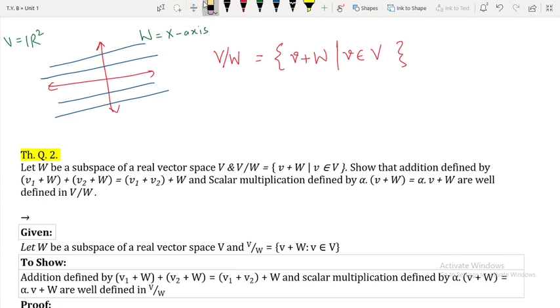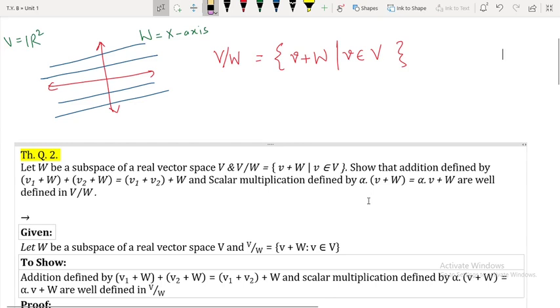On this set, they have defined addition in this way, and they have defined scalar multiplication in this way, and we have to prove that this addition and scalar multiplication are well defined on V mod W. After looking at this addition and scalar multiplication, you might remember the definition of a vector space. It is a similar thing.